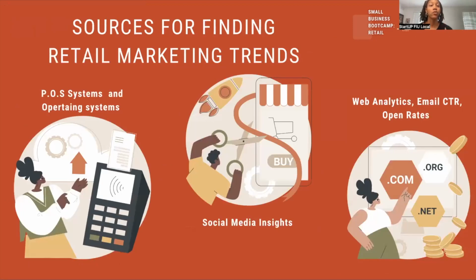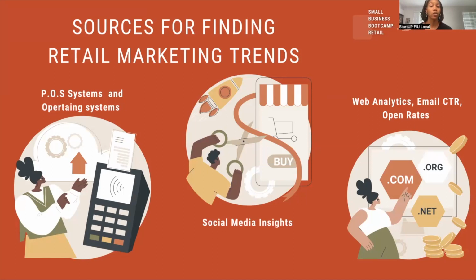Here are some ways that you can find retail marketing trends for free. The first way is if you have a POS system or an operating system. Any transaction done through that system collects different data on the trends of your market. It'll let you know the timing in which they're more active. It'll let you know when they're buying and the quantity, how much they're buying, where they're located, if there's billing information associated with your POS system, where your audience is located.